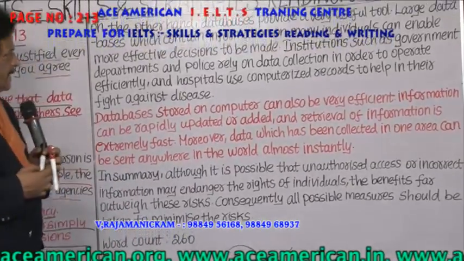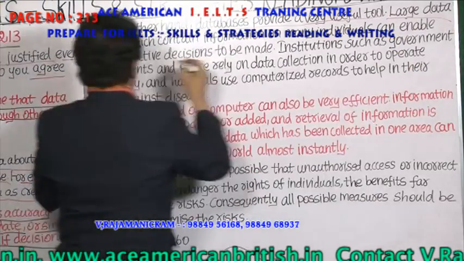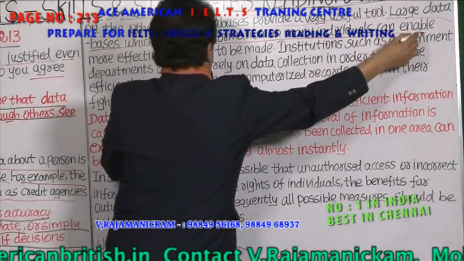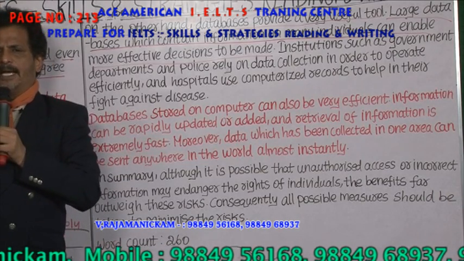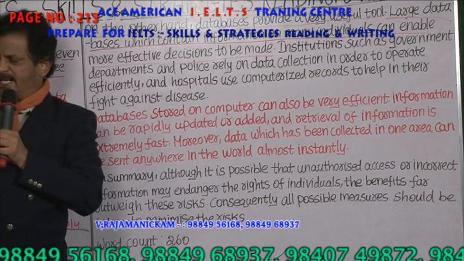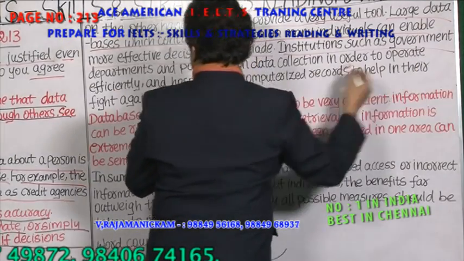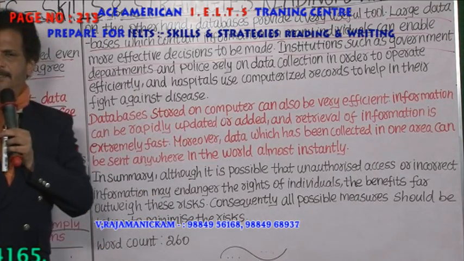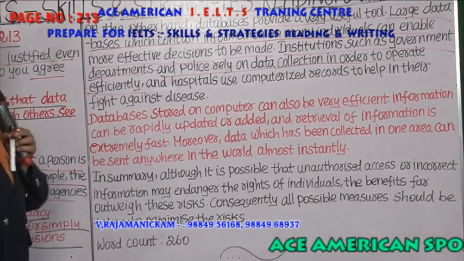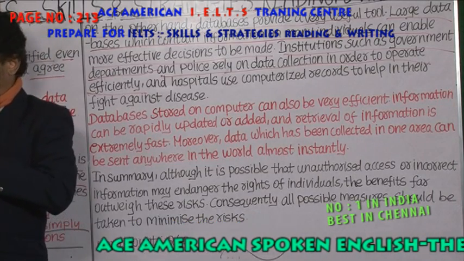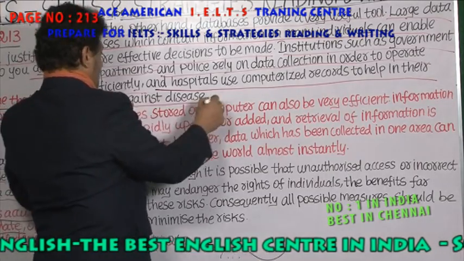So coming to the next point here. On the other hand, databases provide a very useful tool. Large databases which contain information on many individuals can enable more effective decisions to be made. So he is saying the plus points of data collection, having many details about individuals. It can be an effective tool for the authorities. So institutions such as the government and its departments will find it useful. And the police rely on data collection in order to operate efficiently. So it is useful for the government as an institution, and police coming under the government, even for them it's very useful. And hospitals use computerized records to help in their fight against diseases.